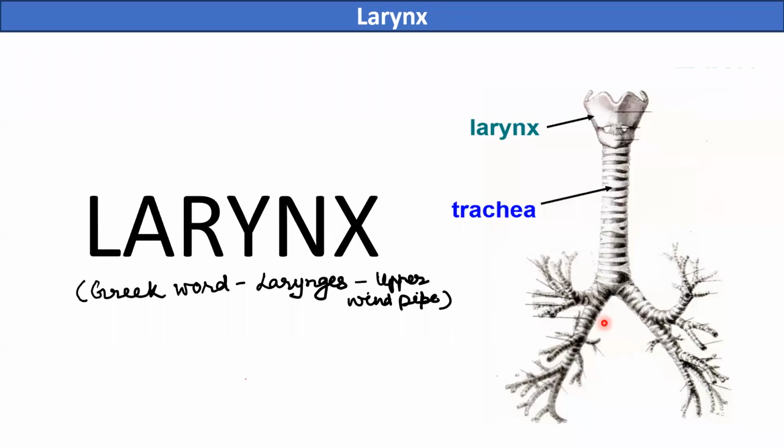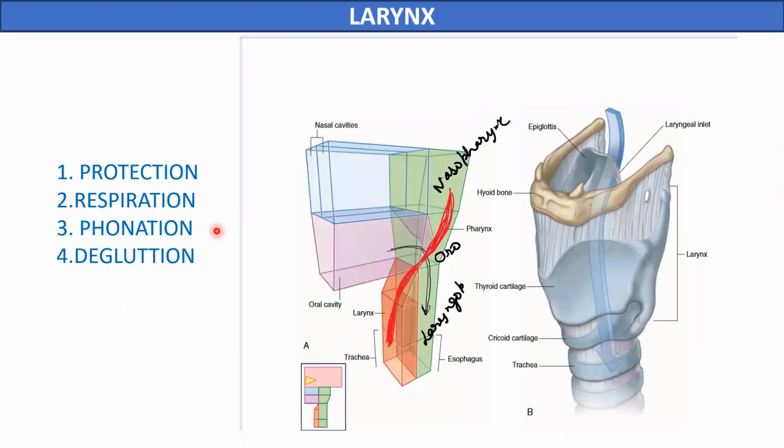In this lecture, we will discuss the larynx, commonly known as the voice box. The larynx derives its name from the Greek word larynges, meaning the upper windpipe. Regarding the functions of the larynx, two are very well known: it is a part of the conducting airways. It will conduct air from the upper respiratory to the lower respiratory passages.